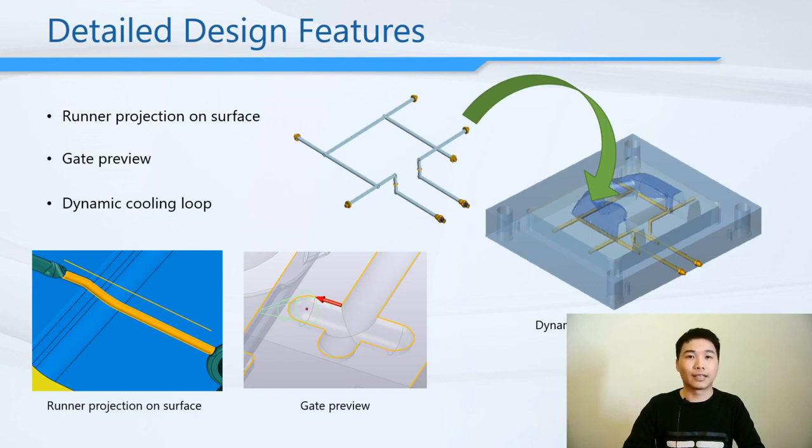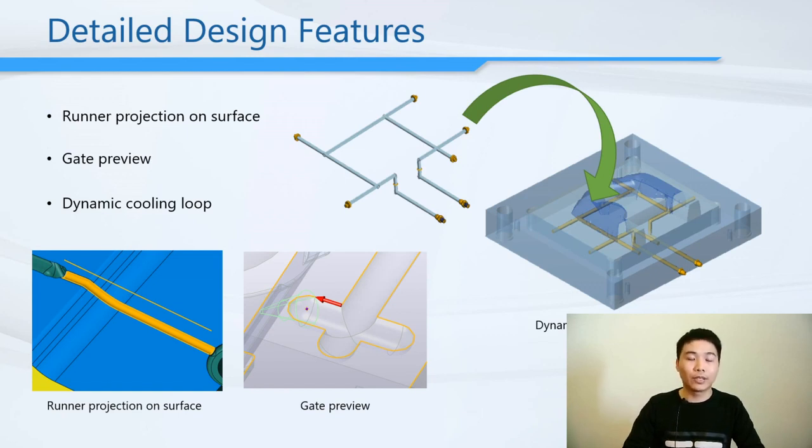First is the runner. In the new version, you can create a runner and make the projection on the surface. It means that this runner function will be more flexible than ever. And with the gate preview, you can create the gate in the right position and in a suitable size.